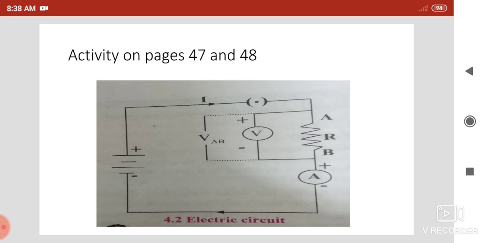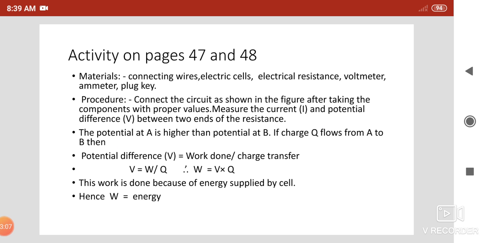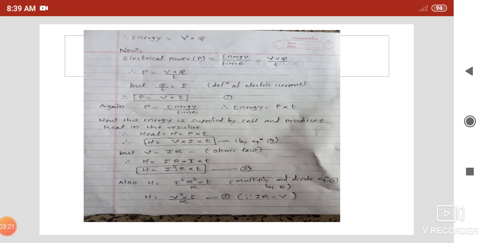Now let us find the electrical power of this circuit. Let us see how it is found. We can say that W is equal to energy, that is equal to VQ. Now let us see how to find the electric power. Electric power is nothing but the electric work done per unit time. So power is equal to work upon time.